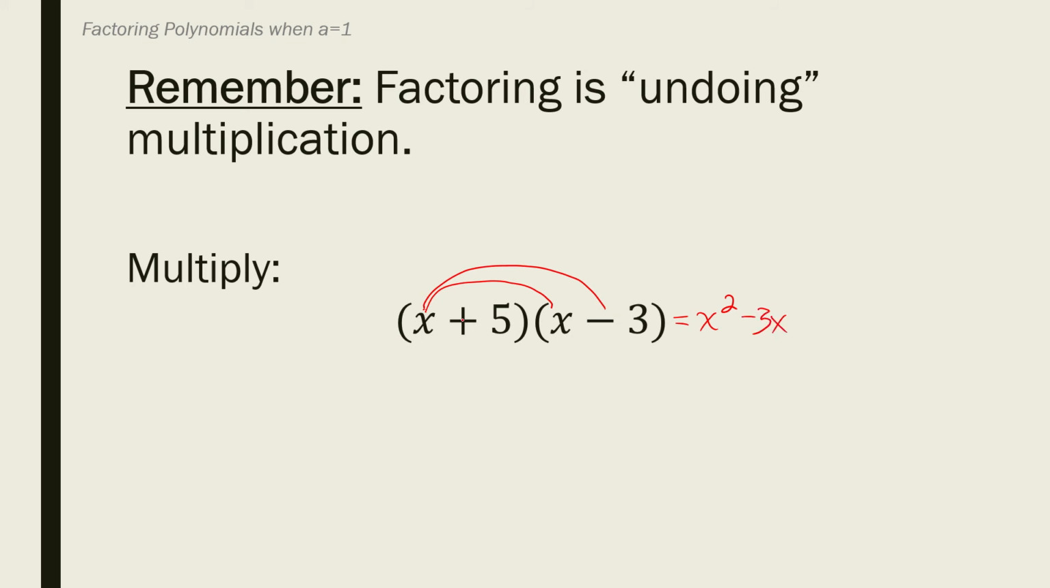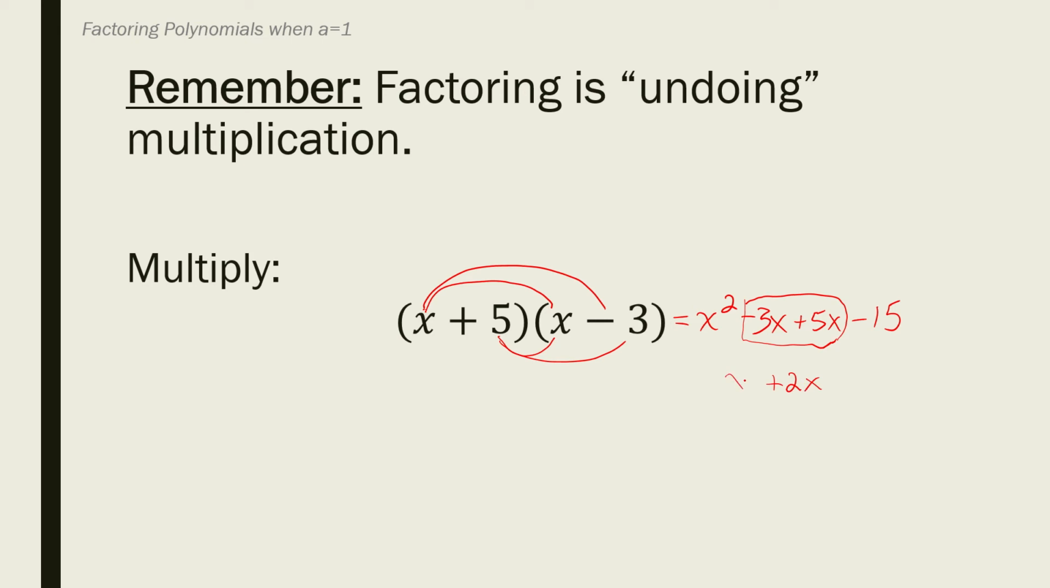And now we distribute the second term to everything in the second polynomial. So 5 times x is positive 5x. 5 times -3 is -15. Once we distribute everything out, then we look to see if there's any like terms that we can combine. Well, we can see here in the middle, we have -3x plus 5x. They are like terms, so we can combine those. -3x plus 5x gives us a positive 2x.